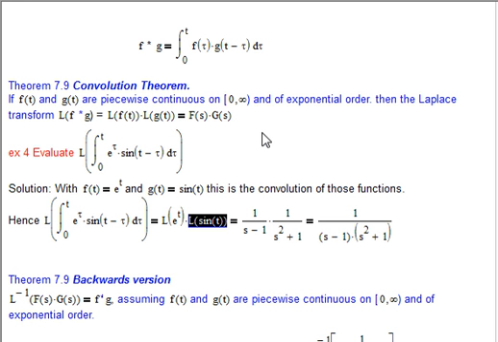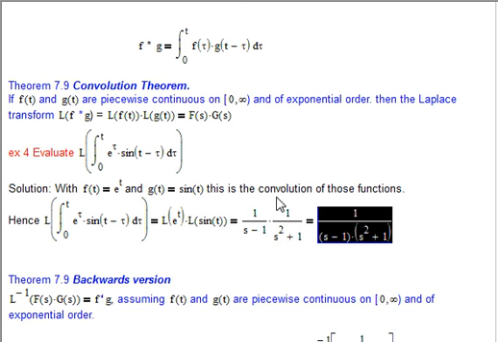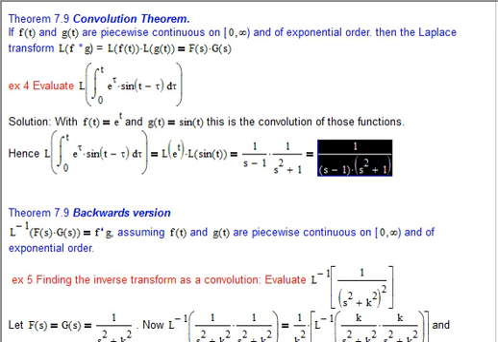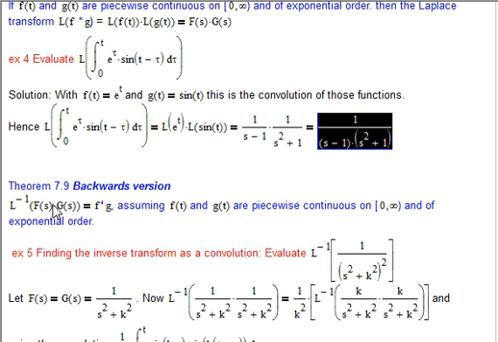Of course, we're going to wind up usually using this backwards, but that means this Laplace transform is just the Laplace transform of e to the t, which is 1 over s minus 1, times the Laplace transform of sine of t, which is 1 divided by s squared plus 1. So that is the Laplace transform of this convolution. Like I say, it might be more useful in the backwards version.